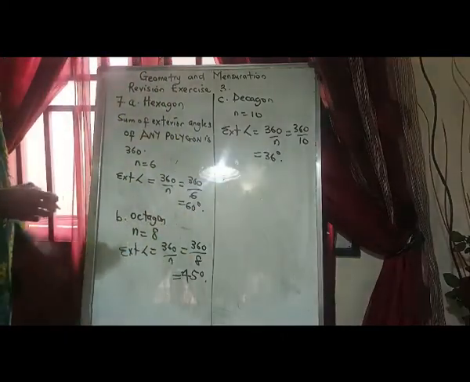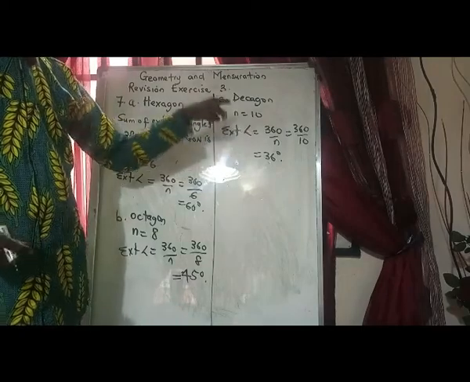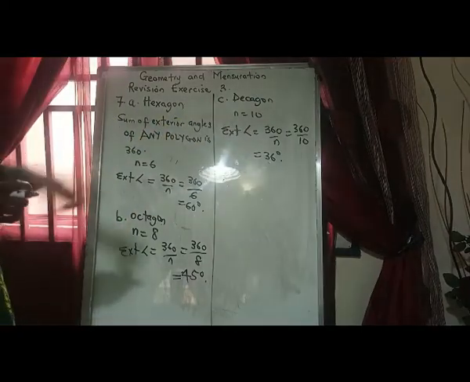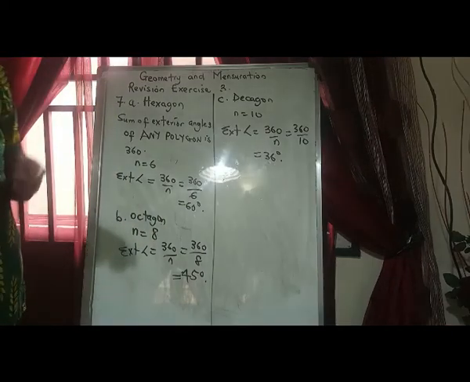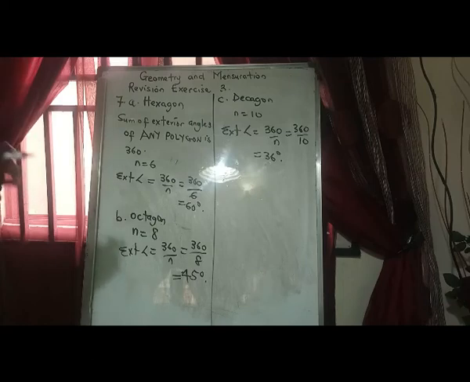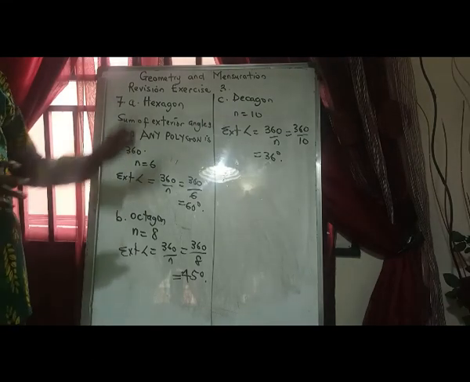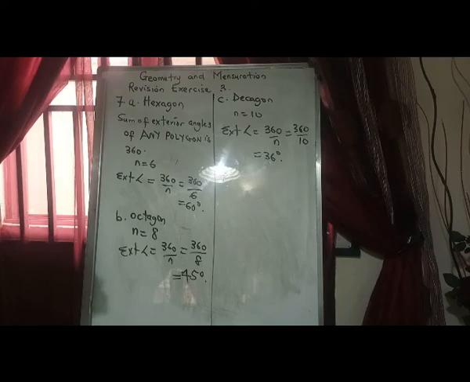Please take note that this only holds true when it's a regular polygon. That's why all the sides are equal. If it were not a regular polygon, the exterior angles or the interior angles will have different values, but we are told clearly that it's a regular polygon. This assumption would hold true. So that's how we handle question number 7.